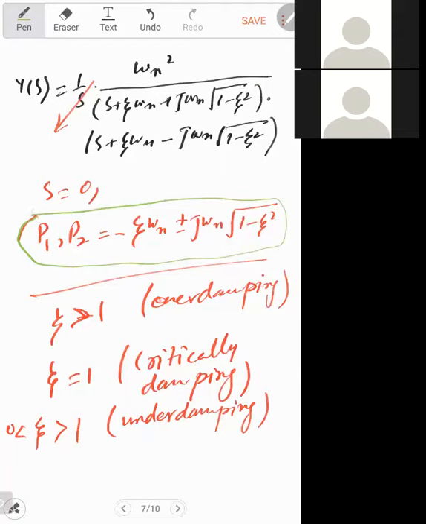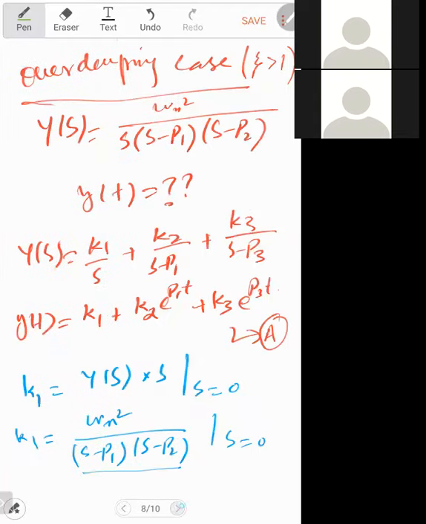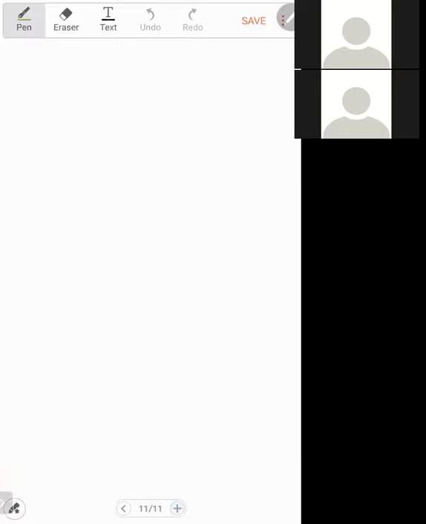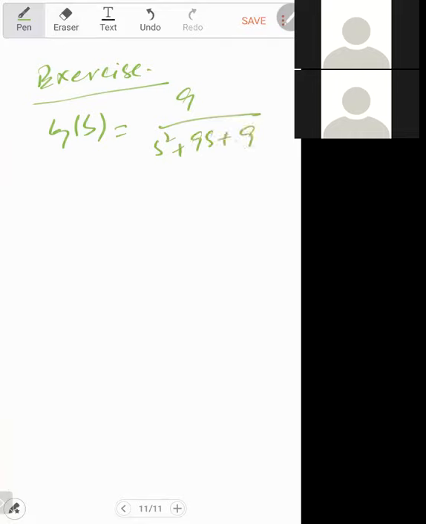Also, you can see that in this case, okay, later on we can explain this one. So let us consider this one example. Let's say that we have an exercise. Let's say that G of s is equal to 9 divided by s square plus 9s plus 9.